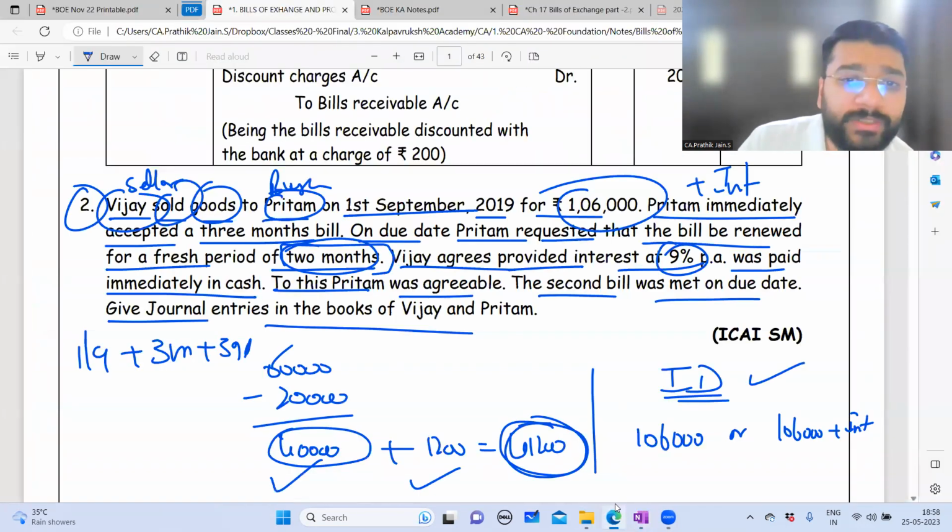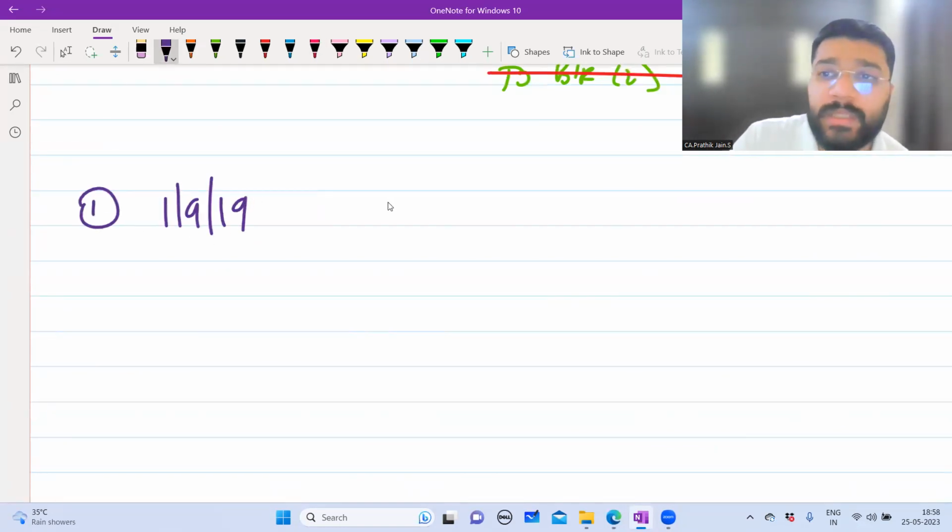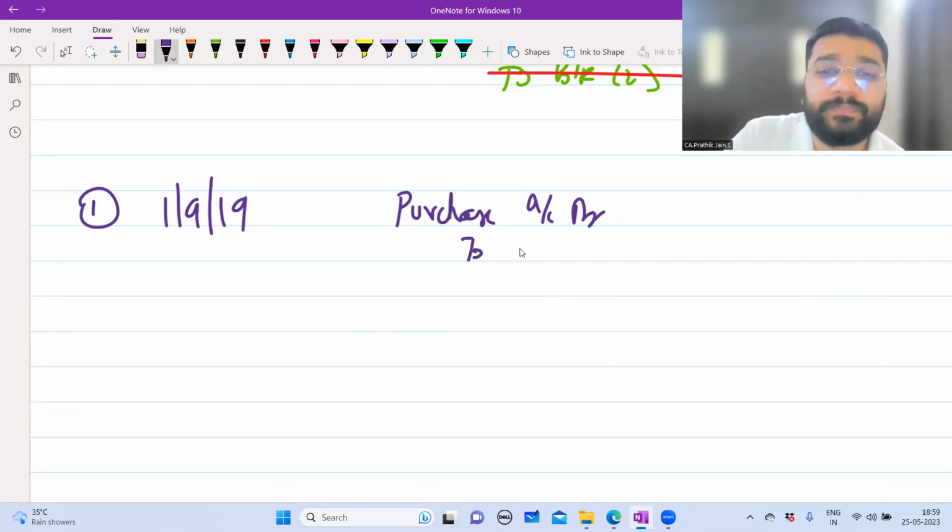Guys, entry in books of Preetham. So what is the date of purchase? 1st September 2019. So 1 September 2019. Entry, please. Purchases account debit to Vijay account credit. Guys, after this, I'll give you a break. Purchases account debit to Vijay, 1,06,000. Then what happened?